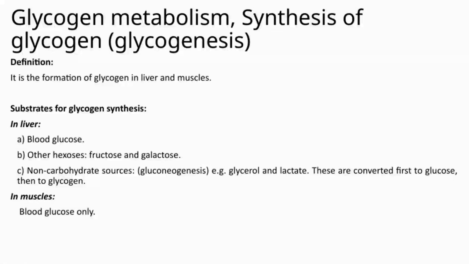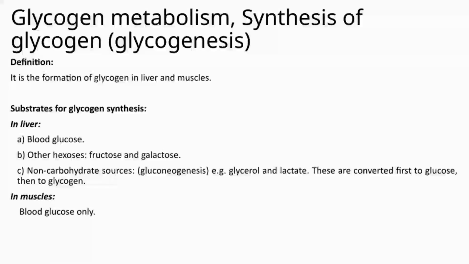In contrast, when it comes to muscles, the main substrate for glycogen synthesis is blood glucose. The muscles don't typically rely on other sugars or non-carbohydrate sources for glycogen storage, focusing primarily on glucose that comes from the bloodstream. This makes sense because muscles need quick access to energy during activity, and storing glycogen primarily from blood glucose ensures a ready supply during physical exertion. Understanding these differences helps us see how the body directs energy storage depending on the tissue and available resources, which is fundamental to overall metabolic regulation.